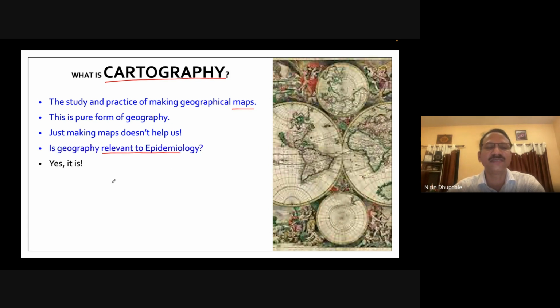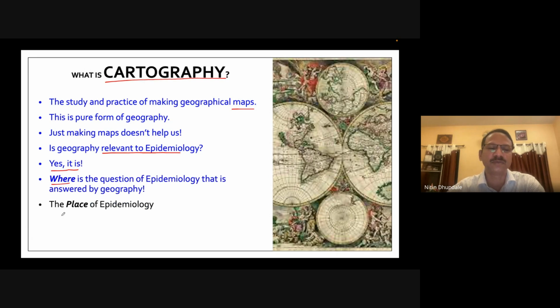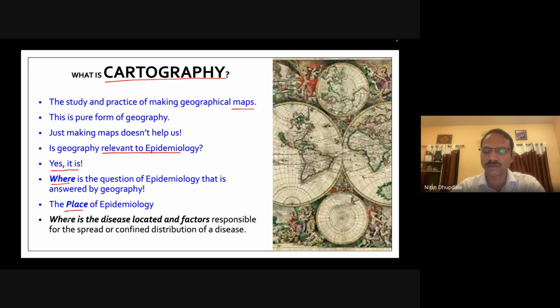It is definitely connected with epidemiology, because in epidemiology we study the time, place, and person relationship. The place part is answered by creating maps. The question of where the disease is, is answered by maps or geography. So where is the disease located, and what are the factors responsible for the spread or the confinement of that particular disease is what we are interested in.